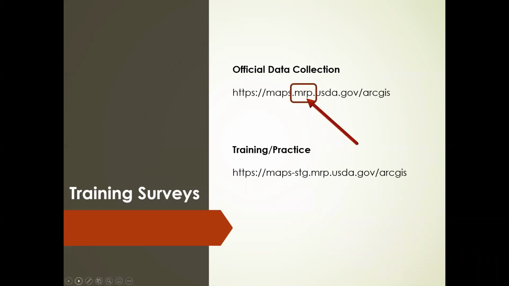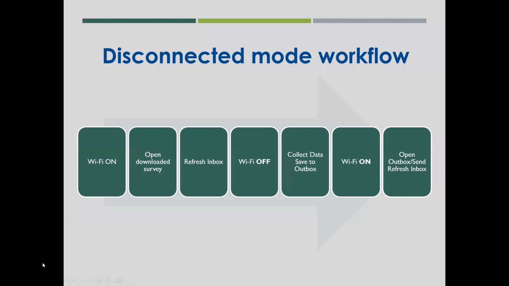There's that little hint there. And then the training version, which we'll use today, is held in the stage portal. And so that URL has that STG there. That's the only difference between the URLs. It's not a big deal, just you want to make sure that you're in the right one when you're really officially entering data. This is the disconnected mode workflow.